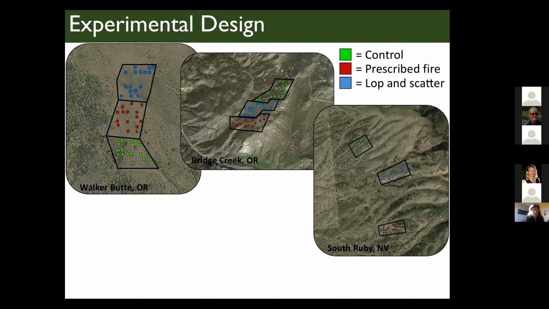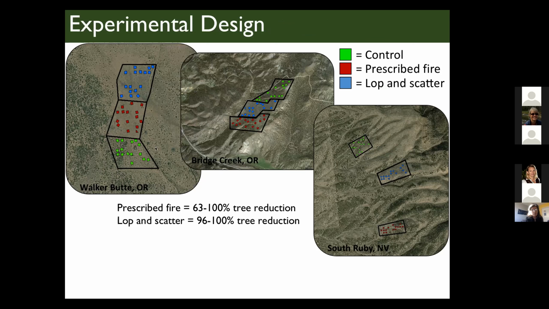For our experimental design, there were 3 treatments at the woodland sites that I'm going to talk about today. There's a mastication treatment as well, but I'm not going to talk about that. So we have control plots at each site, prescribed fire, and then lop and scatter. Both of these treatments were applied in the fall, and the prescribed fire treatment resulted in a tree reduction of about 63 to 100%, whereas the lop and scatter reduced trees by 96 to 100%.